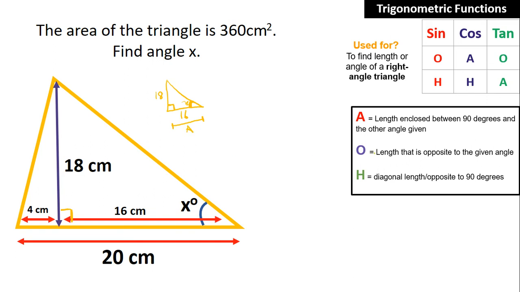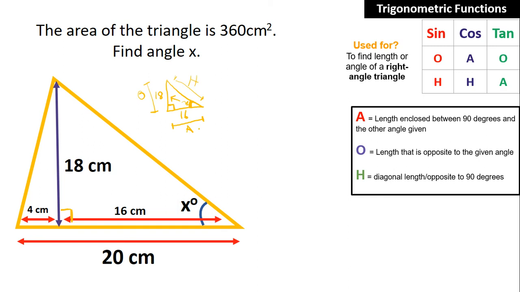So that's supposed to be my A. And then O is the opposite, that is the length opposite to the given angle, which means if this is my angle, the length opposite to that is supposed to be my opposite. And H is the diagonal length, or the one opposite to the 90 degrees. So the diagonal is this one right here.